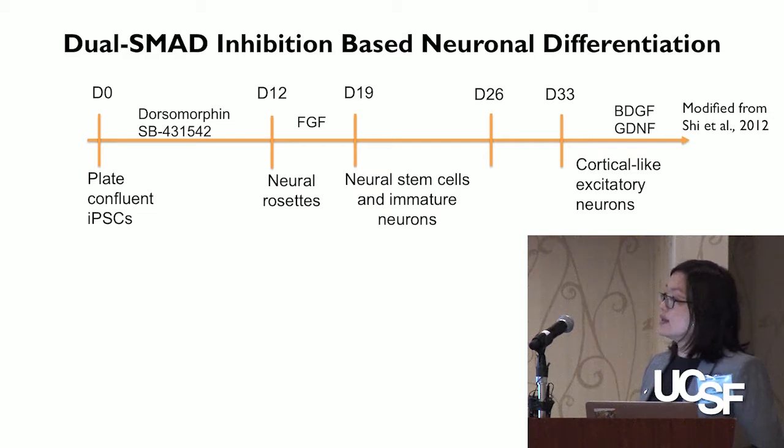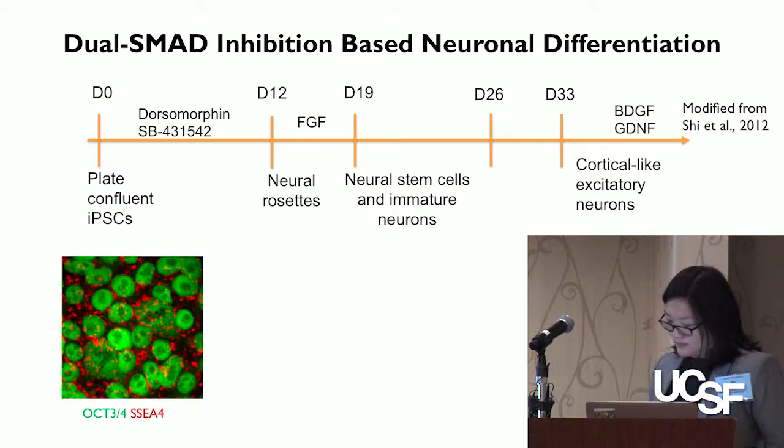It starts with plating the iPS cells we generated previously, and then using inhibitors called dual SMAD to force the dorsal expression of the neuronal markers. Therefore, we can generate the cortical-like neurons. So this is the iPS. The green is OCT3, the nuclear protein for pluripotency, and SSEA4 is the membrane marker for pluripotency.